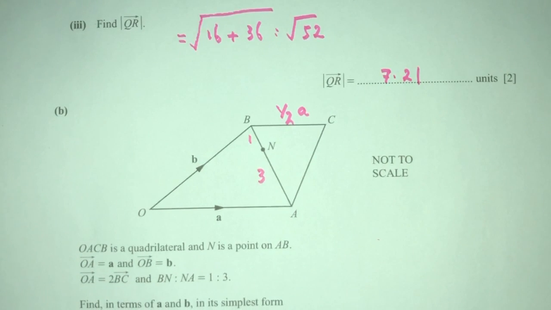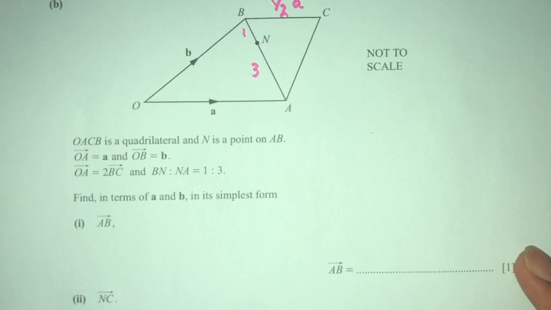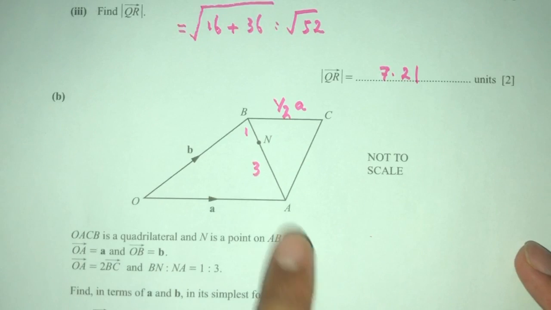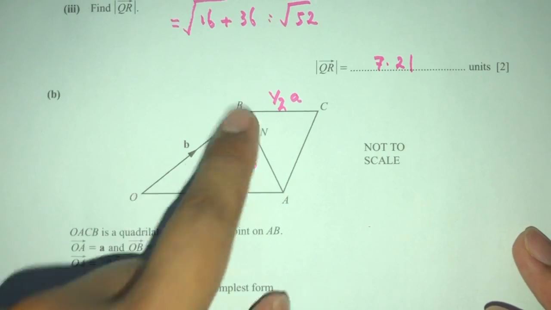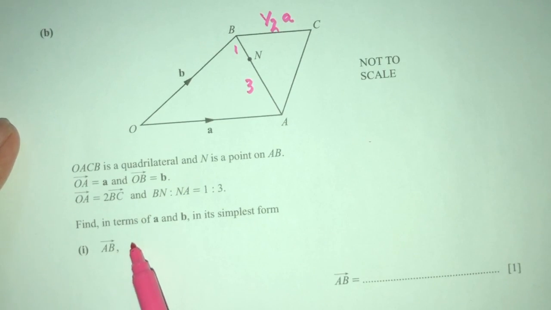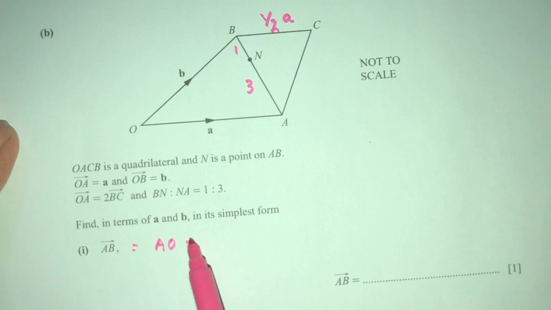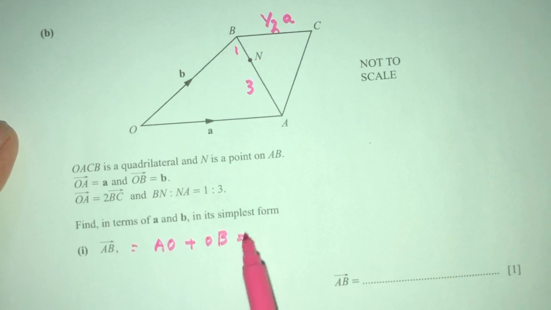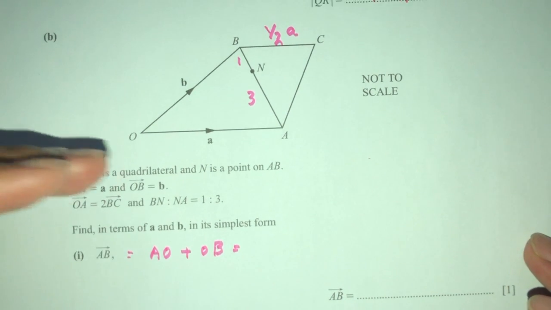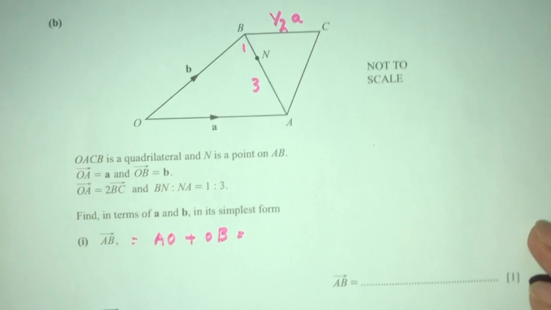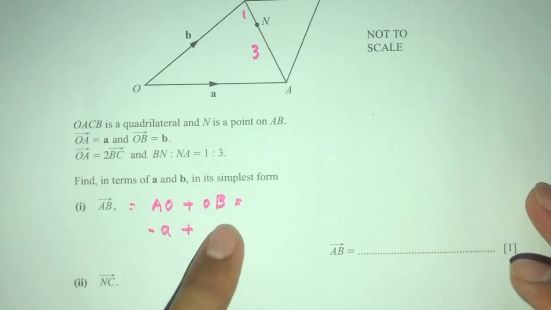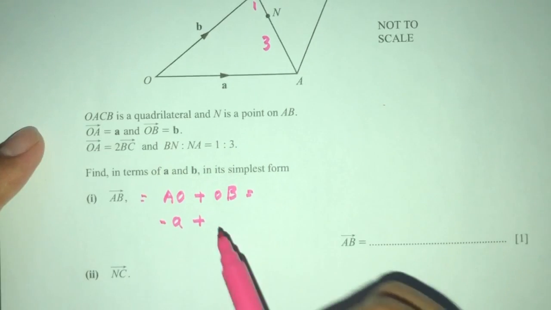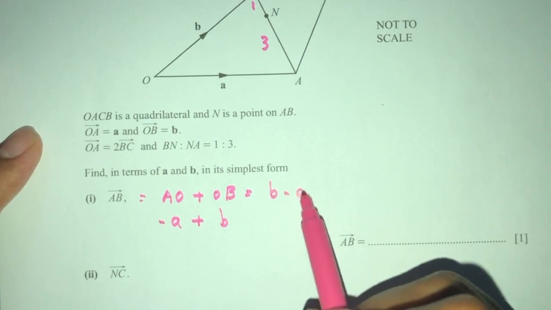Cool. Now, what else? So here we have to find in terms of A and B, AB. Pretty easy. How can you move from A to B? So by observation, you can see we can move from A to O and O to B. So AB will be A going to O plus O going to B. So now we have to understand if OA is in this direction, AO will be in the opposite direction. That should be minus A. Plus OB will be this way, so B. So your answer will be B minus A as AB.